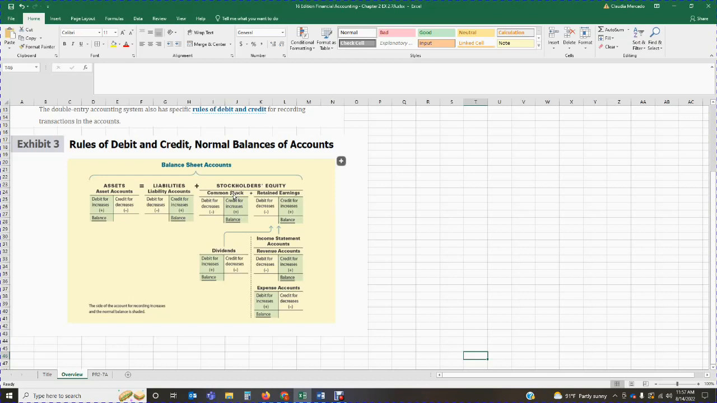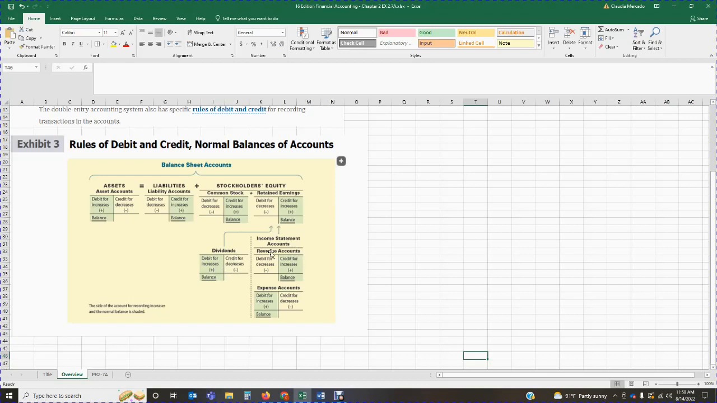The normal balance of common stock is a credit. Okay? The normal balance for retained earnings is a credit. So basically for your two stockholder equity accounts, common stock and retained earnings, the normal balances for both are credits. Okay? And then under retained earnings, you have your dividends. The normal balance of dividends is a debit. So if you have an increase in dividends, you're going to debit. If you have a decrease in dividends, you're going to credit.